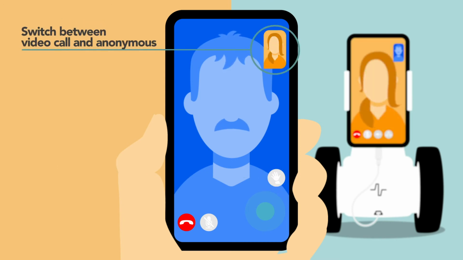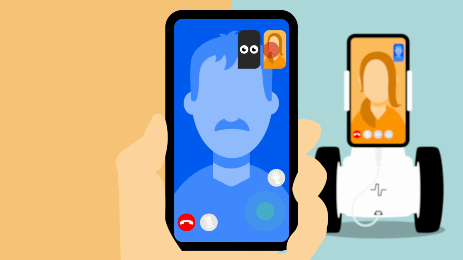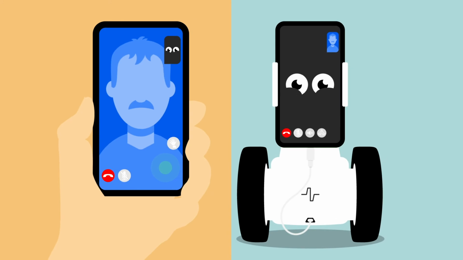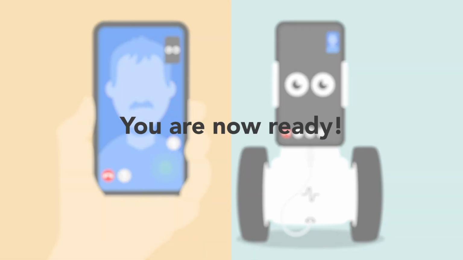Lastly, at any time, you are free to switch between having your camera on or being anonymous. Simply click your camera preview window and select the option you want. You are now all set up to use Fable Connect Pro.